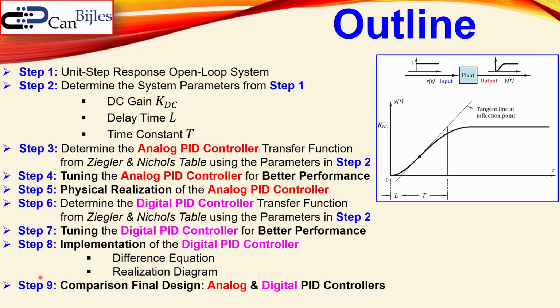Now, the final step is very important. We will make a comparison of the final designs of the analog and the digital PID control. So we will see directly what the performance is for both domains. So this is the outline or the steps, step 1 up to step 9. So we will see how we can do that now. All right.